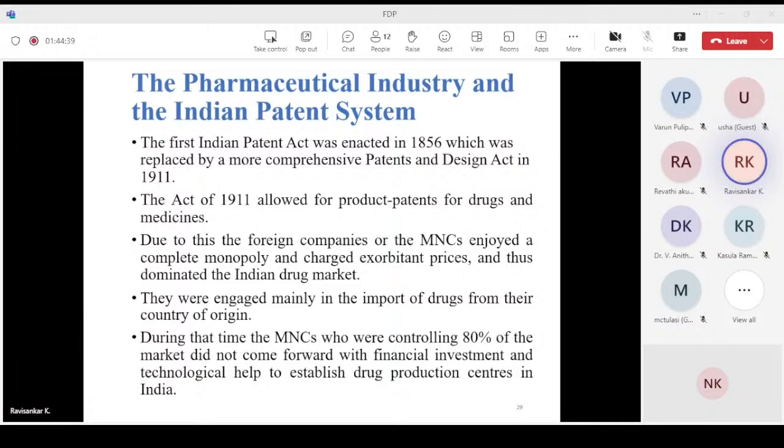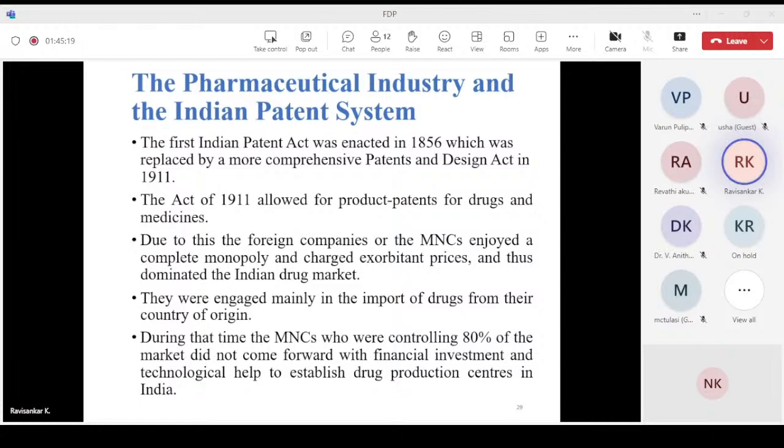So when the patents are allowed to protect drugs and medicines, due to this, the foreign companies or multinationals enjoyed a complete monopoly. When the drug is developed, the MNCs will protect the drug using a patent, for which they will get protection up to 20 years. Because of this, other companies or other third parties cannot prepare the same drug or market the same drug in India, which makes MNCs having a monopoly and they can charge whatever prices they want. And the MNCs dominated the Indian drug market.